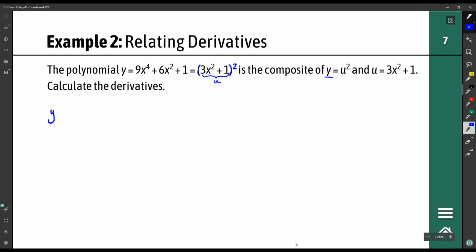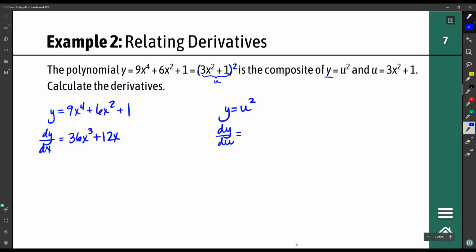We want to calculate the derivatives, first for the polynomial y. So let's write y equals 9x to the 4th plus 6x squared plus 1 over again, and then find the derivative dy dx. That's going to be, by the power rule, 36x to the 3rd plus 12x. Now, if we write the function y equals u squared and differentiate, we'll have dy du, and by the power rule, that's 2u. Next, if we take the function u equals 3x squared plus 1 and differentiate, we'll have du dx equal to 6x.